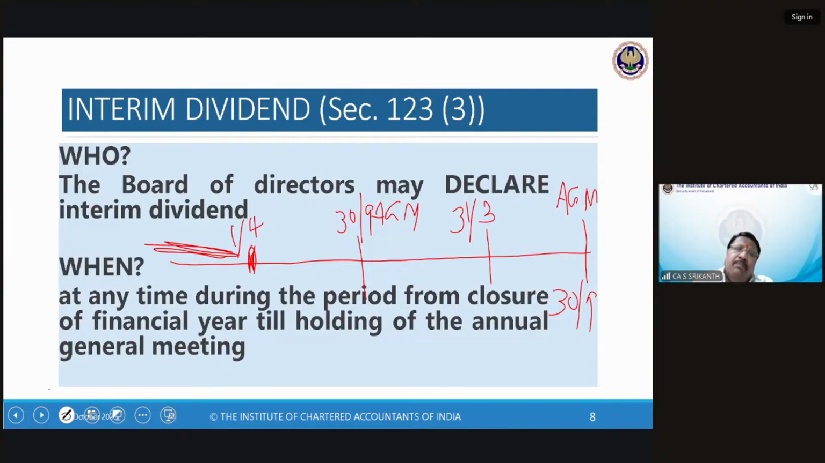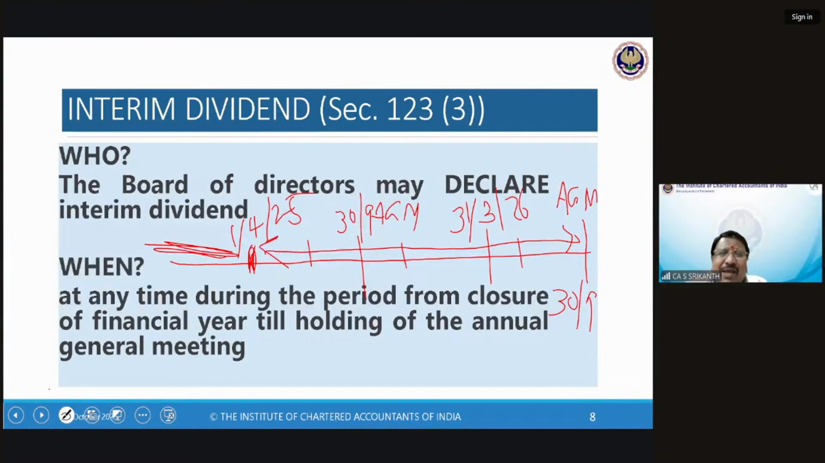That will be paid. But for the current year, for sake of clarity, let's call it 25, 26. The current year 25, 26, I can declare interim dividend any time in this time. At any time I can declare. This whole period, any time I can declare. That's about it. I'm only giving you dates to help you understand. If you want to declare a dividend here itself, you go ahead. No problem. You want to declare till AGM.